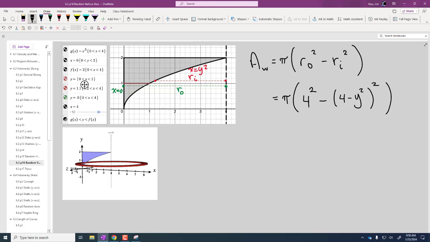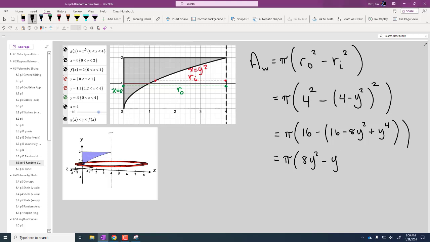So let's go ahead and simplify this a little bit. So this will be pi multiplied by, we will have 16 minus, we've got to FOIL this out. Let's be careful. So 16 minus 8y squared plus y to the 4th, in parentheses. And then we distribute and combine like terms. So we're going to end up with pi times, the 16's cancel, and we'll have 8y squared minus y to the 4th. So that measures the area of the washer at y.